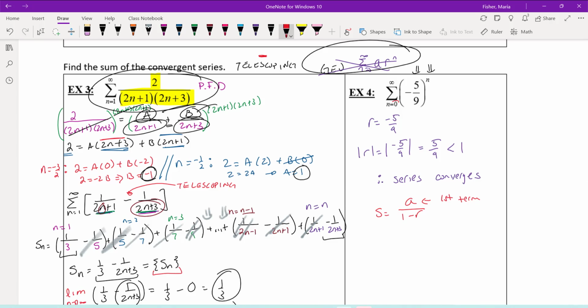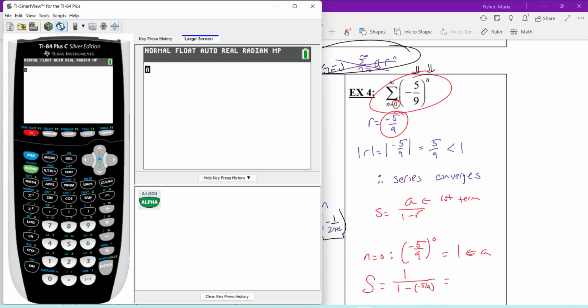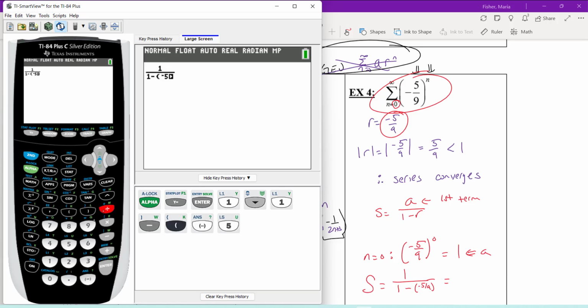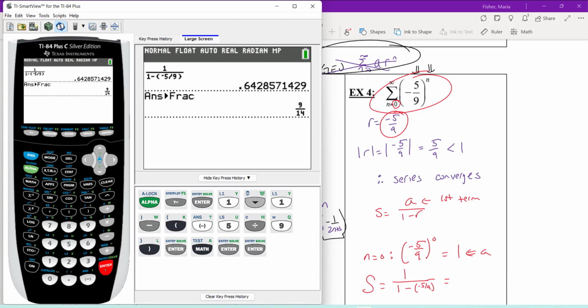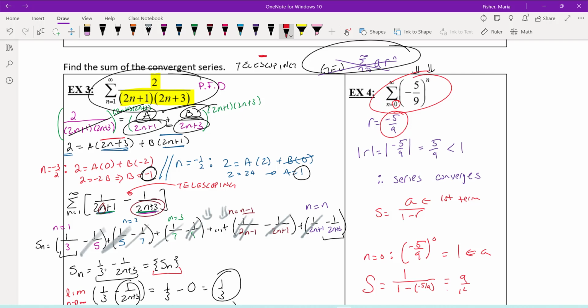So the first term would be when I plug in a 0. So when n is equal to 0, I would get negative 5 over 9 raised to the 0 power, and negative 5 over 9 raised to the 0 power is 1. Therefore, this is my a. So my sum is going to equal 1 over 1 minus r. Well, r is negative 5/9. So if we work that out grabbing a calculator, we would end up with 1 divided by 1 minus negative 5/9. If we hit enter and make this into a fraction, we get 9 over 14. So our sum is 9/14.